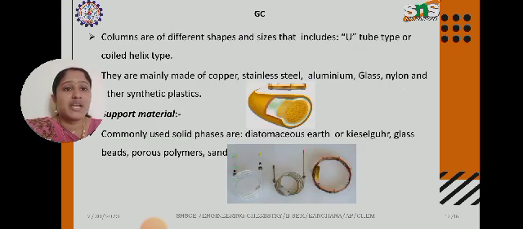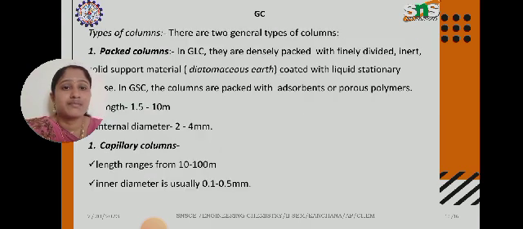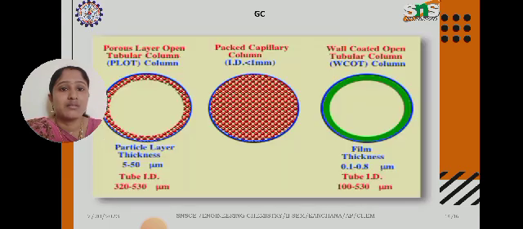Columns are of different shapes and sizes, including U-tube or coiled helix types. Support materials commonly used are glass beads and porous polymers. Types of columns: packed columns and capillary columns.